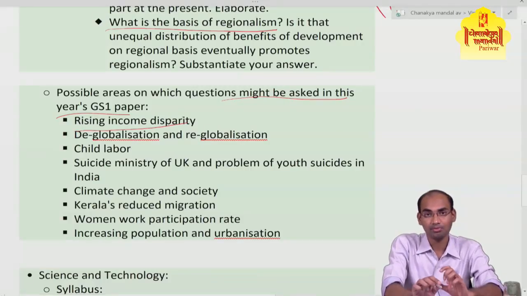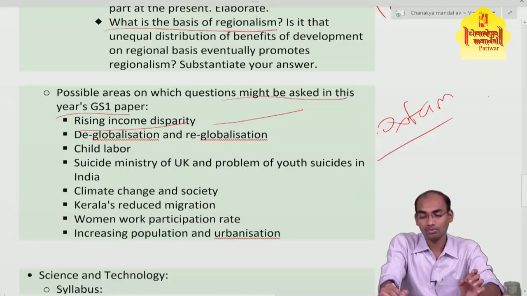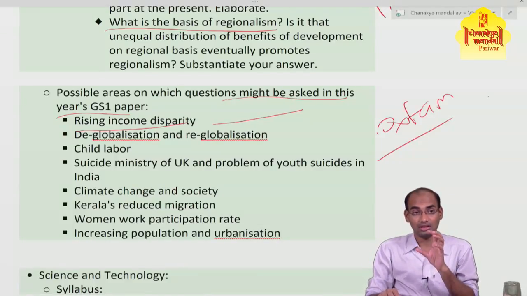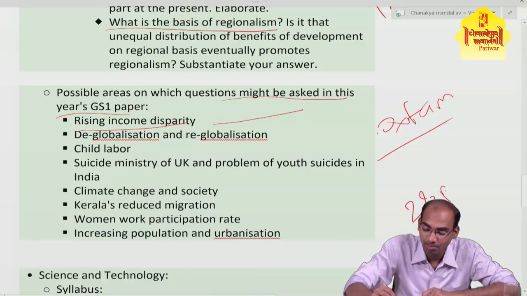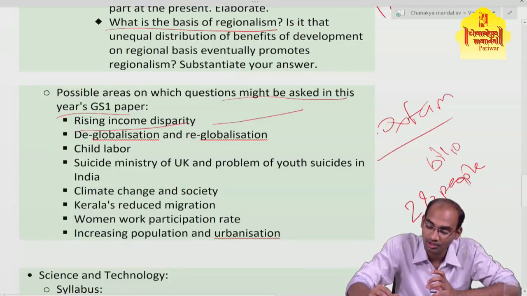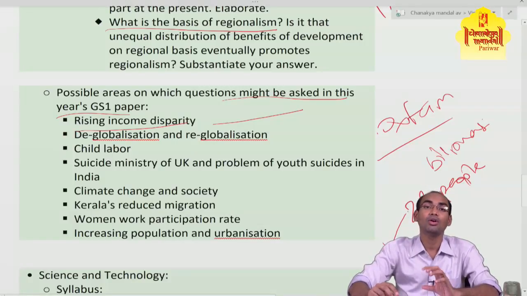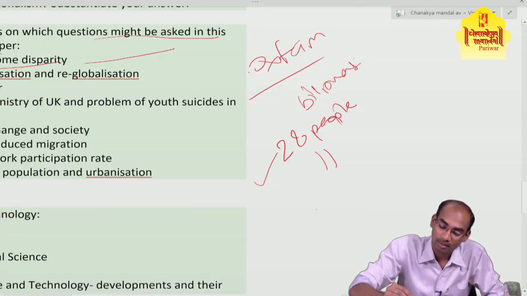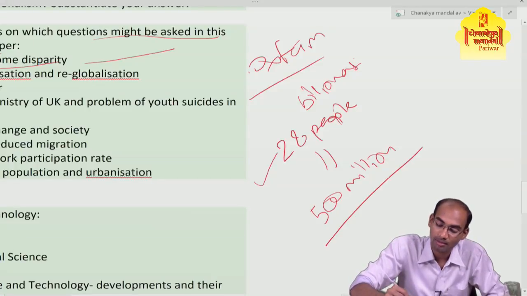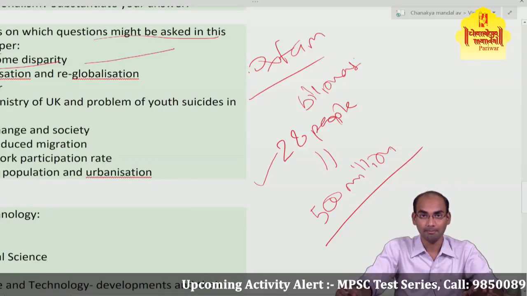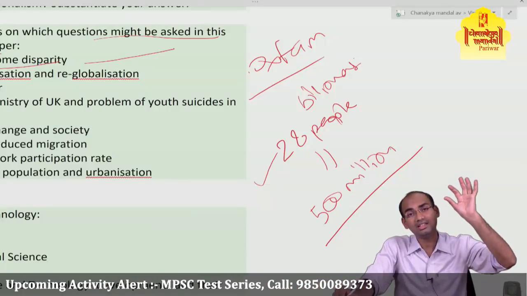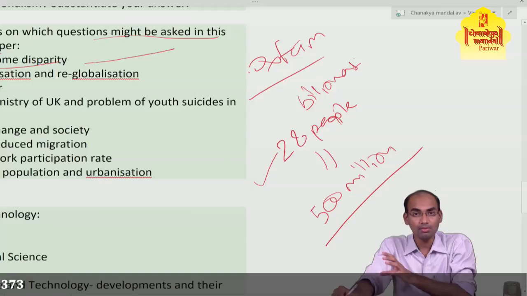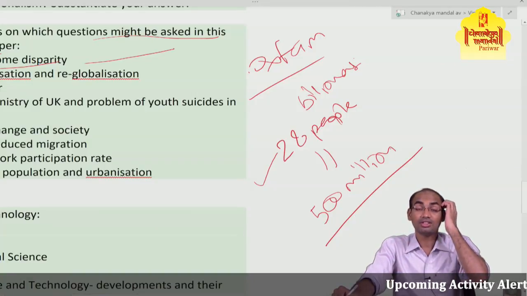Rising income disparity. Oxfam recently published its report in the last two months or so. They mentioned that the richest 28 billionaires in the world own wealth equal to that owned by the poorest 500 million people in the world. This is the level of income disparity.